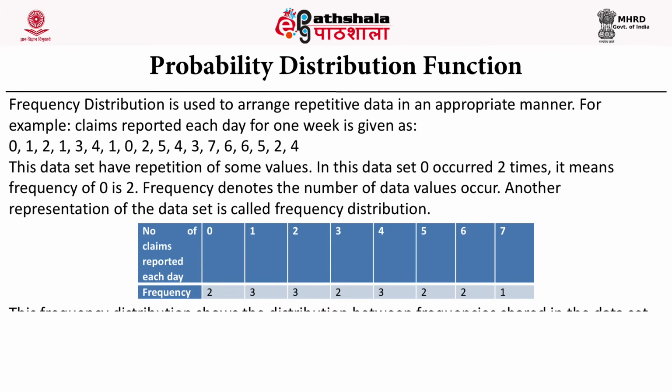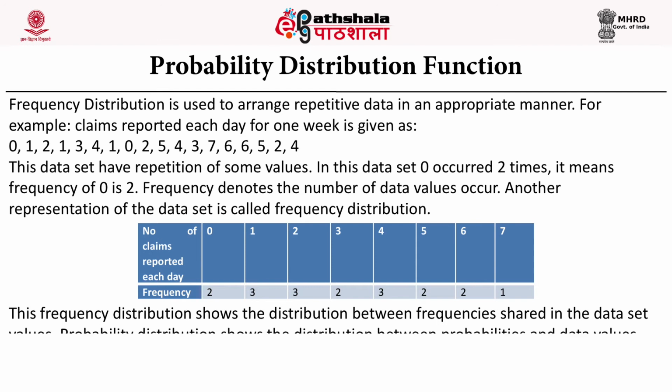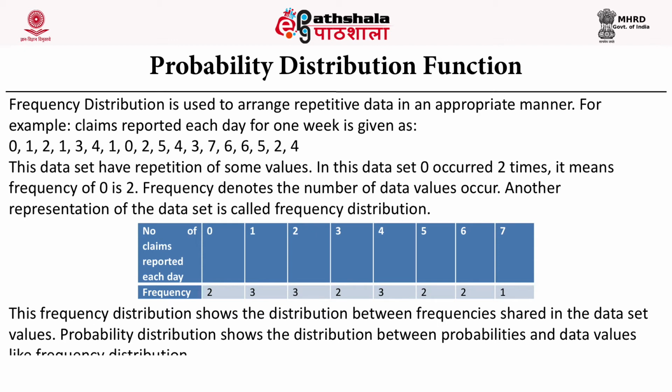In the first row we have the number of claims reported each day. So we have either no claims, or one claim, and so on, with a maximum here of 7 claims in a day, and the frequencies are given in the second row. That is, if we have no claims, it occurs 2 times. If we have one claim, it occurs 3 times, and so on. This frequency distribution shows the distribution between frequencies and the data set values.